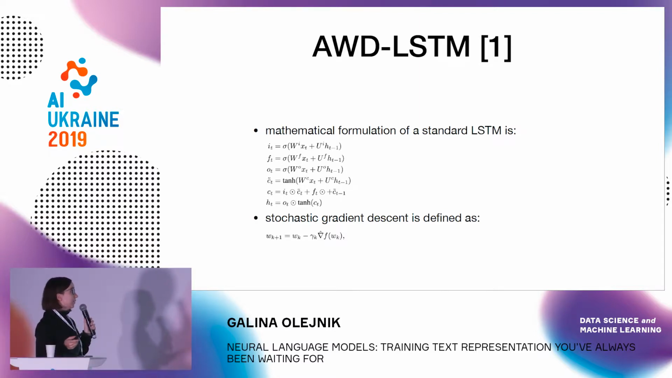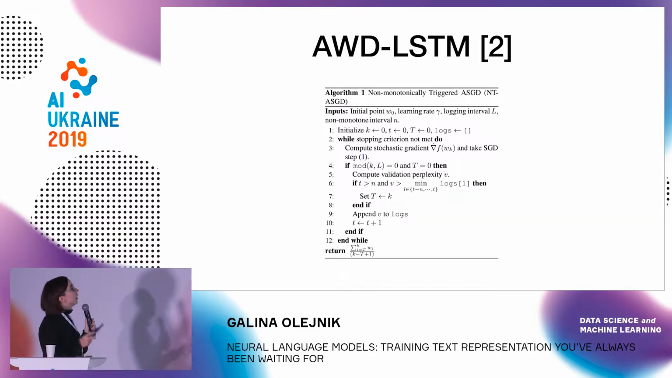So here is the standard mathematical formulation for standard LSTM and also our stochastic gradient descent. To recap, stochastic gradient descent is different from other gradient descents because when we're using it, we are taking into account each of the observations that we have, and we are doing our gradient steps based on each of our observations. Okay, so this is the non-monotonically triggered ASGD.